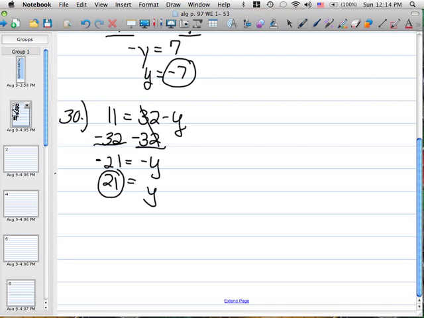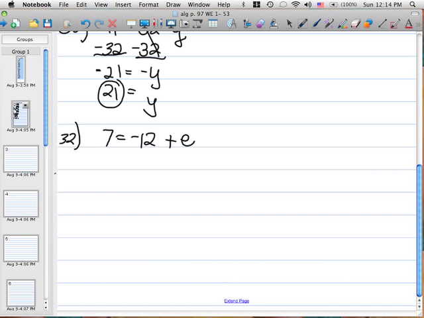Problem 32. We have 7 equals negative 12 plus e. When we get e by itself, the opposite of minus 12 is to add 12. So that gives us 19 equals e.